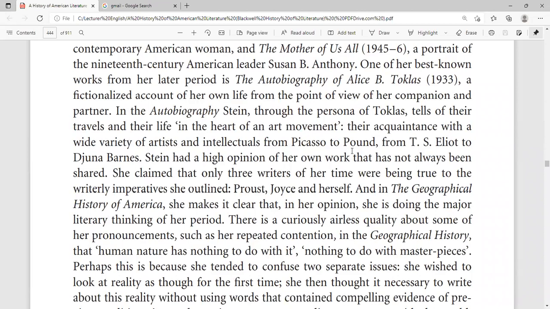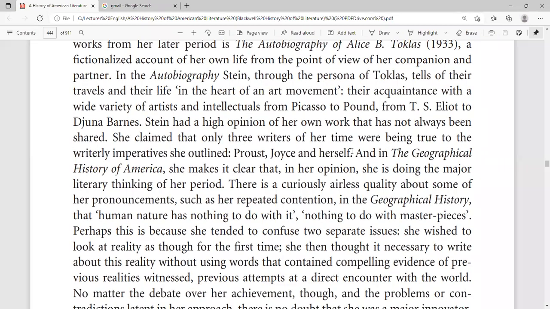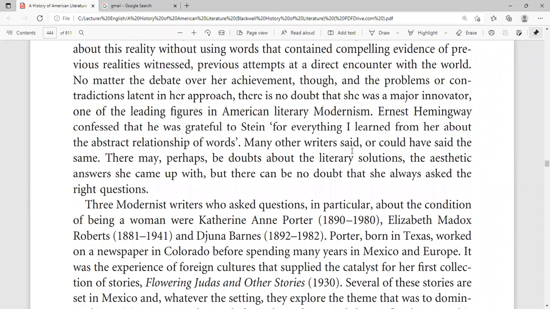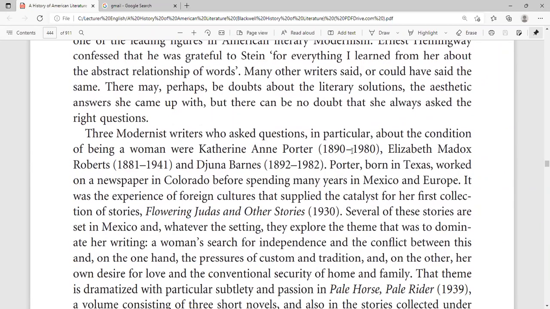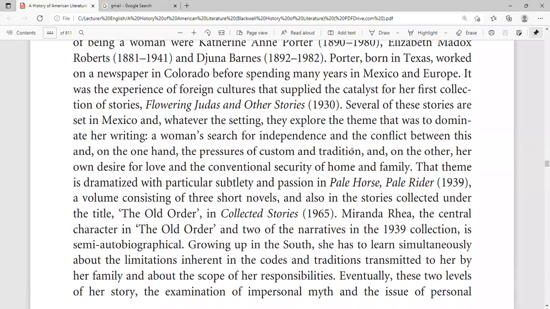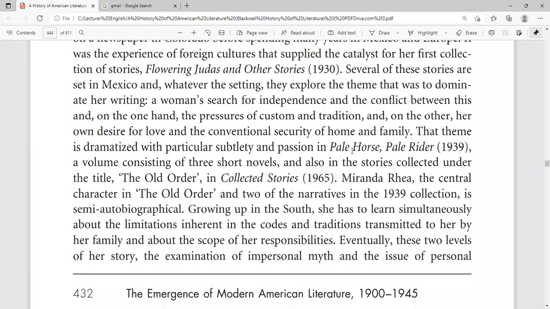The Autobiography of Alice B. Toklas. That is thought a fictionalized biography of Gertrude Stein herself. She was one of the lost generation writers who migrated along with Hemingway.